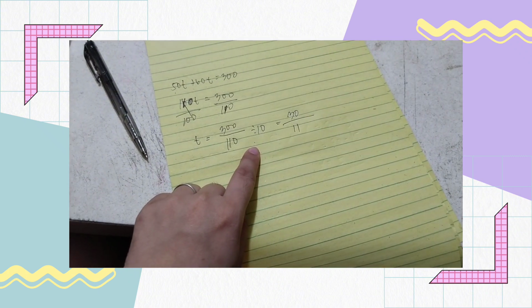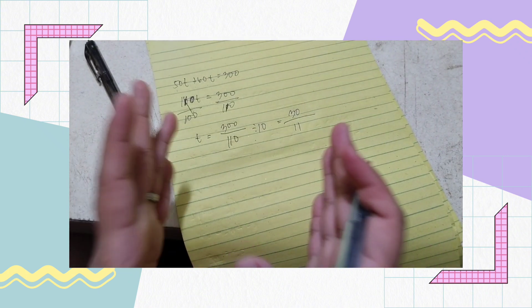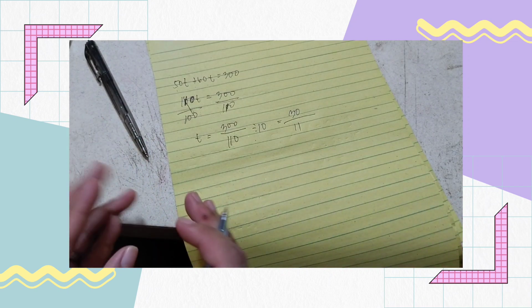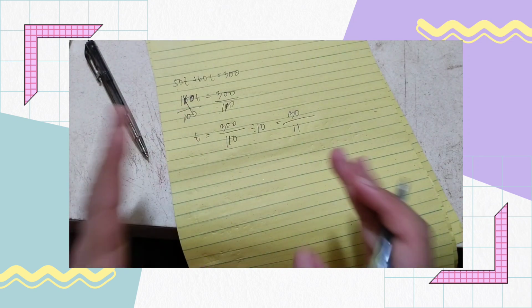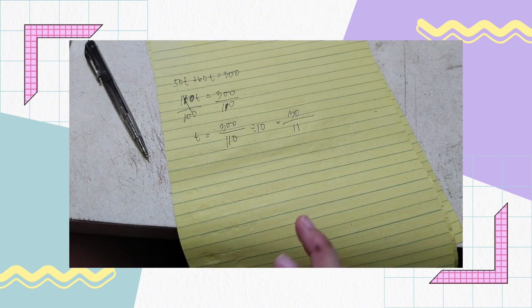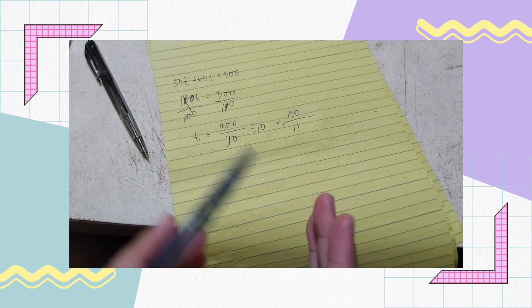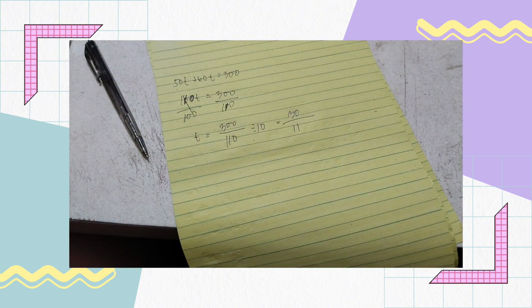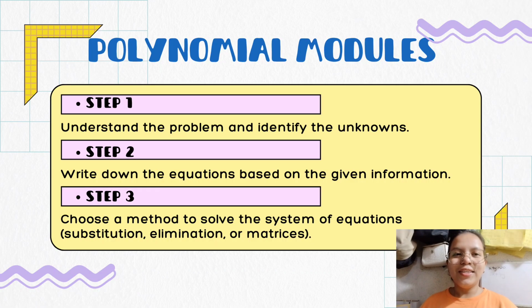Okay, so as simple as that, the time taken for the train and car to meet is 30/11 hours. Okay, so now let's proceed to our polynomials module. For our polynomial modules, we have 5 steps.